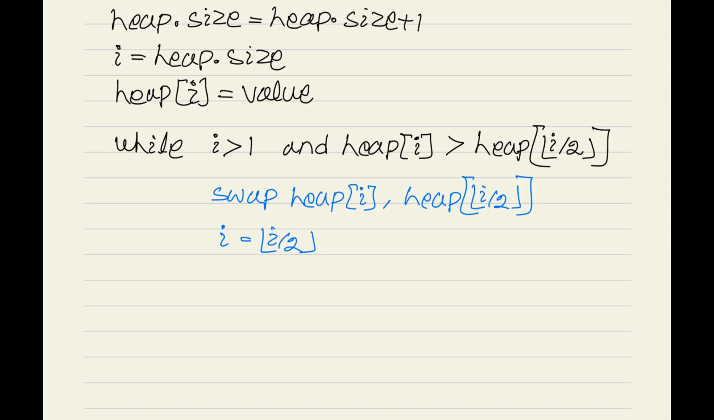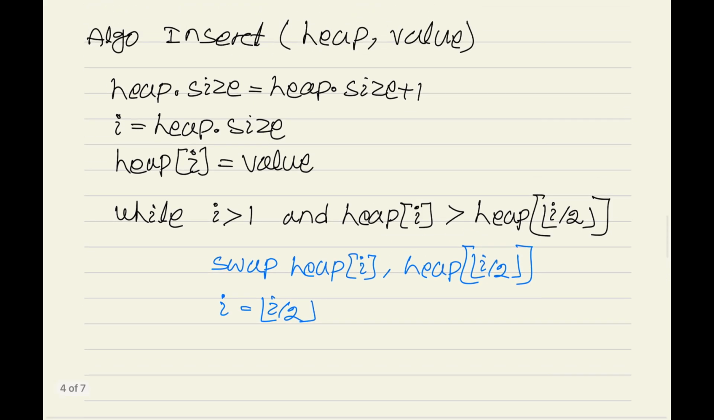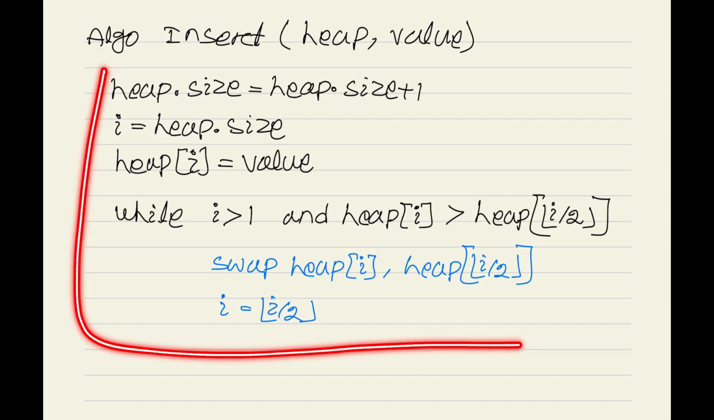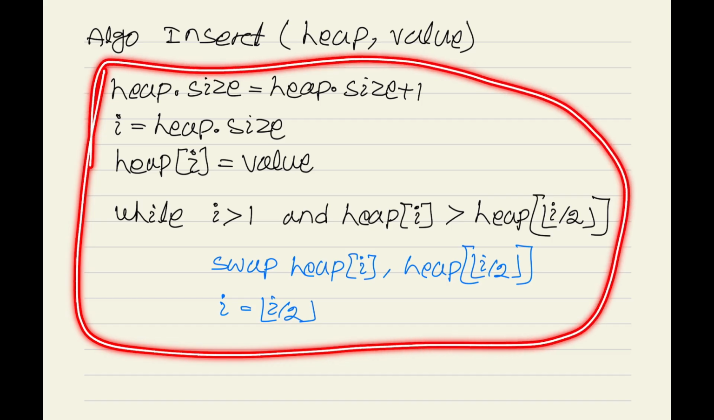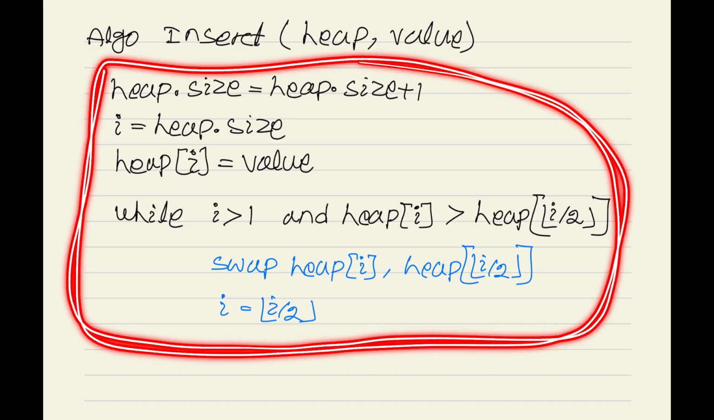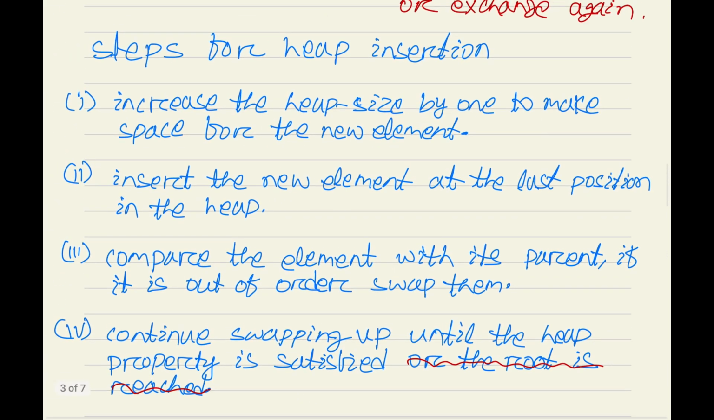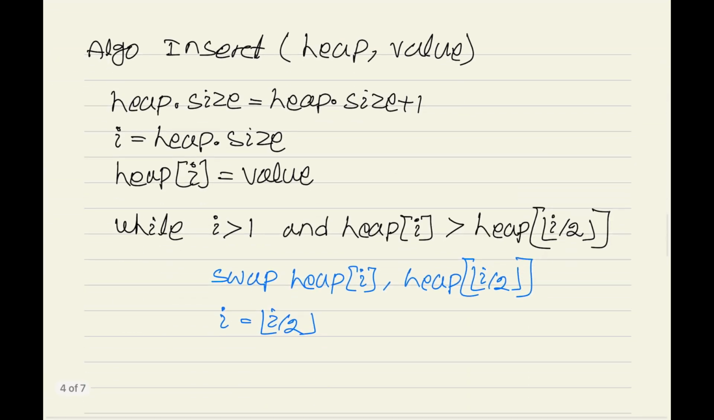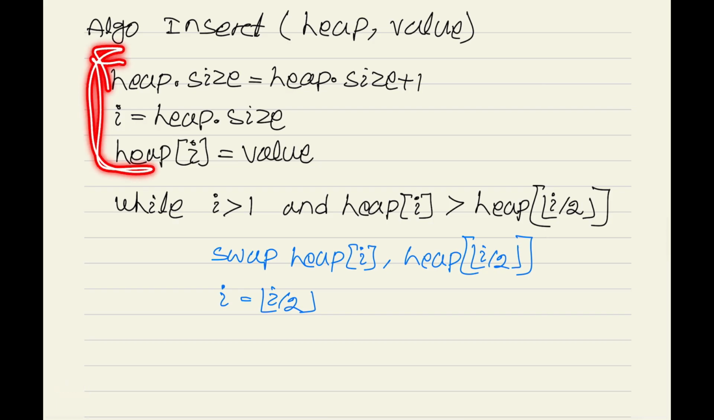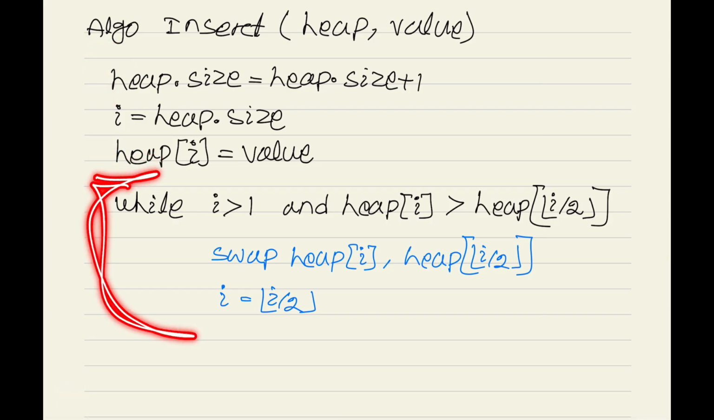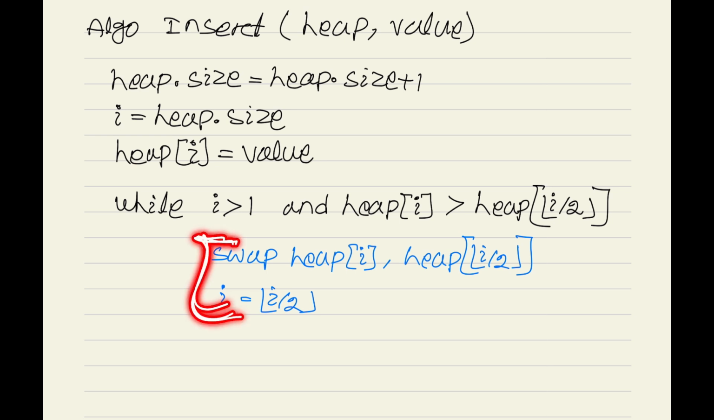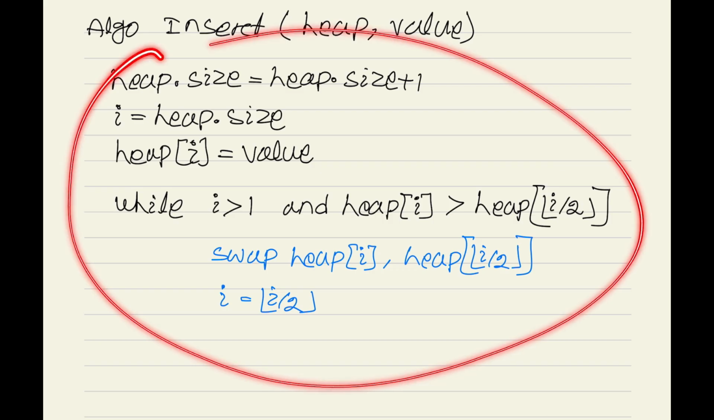So, this is the algorithm for inserting a new element into an existing heap, and these 4 steps we have to follow. These are the first 2 steps and these are the last 2 steps, or this is step 1 and 2 and this is step 3 and 4, and these blue color statements are within the loop. So, I hope this is clear to everyone.